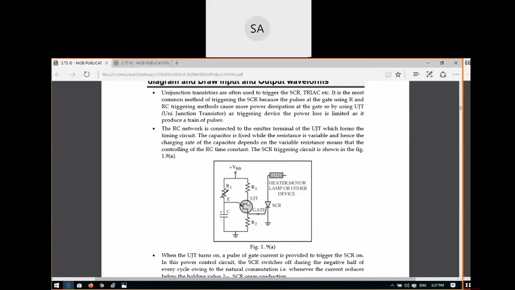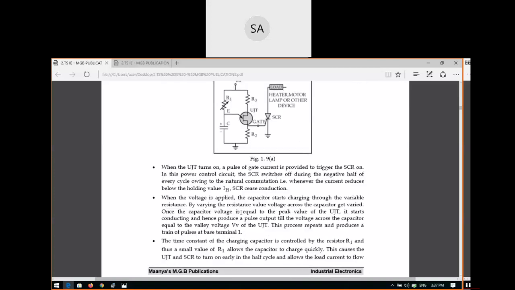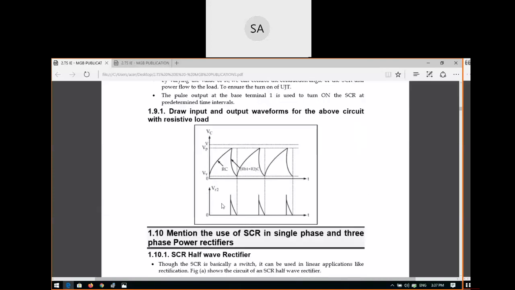And at the terminals of this UJT, this is called the emitter, this is base 1, and this is base 2. So we have the terminals emitter and two base terminals B1 and B2. You have to take the output at base 2. So what is the output at base 2? Positive going pulses only will generate. Across the capacitor, we will get this charging, discharging, charging, discharging output. And at the output of base 2, we have only positive going trigger pulses.